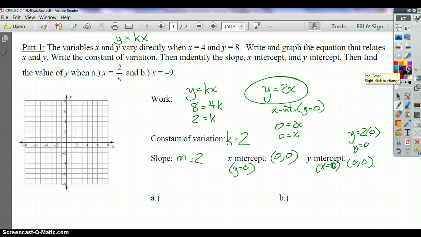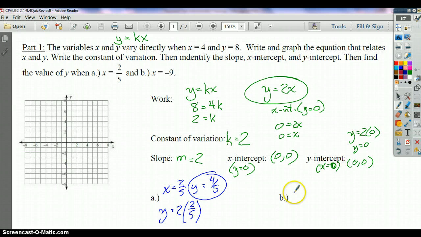Jumping down to A, x is 2/5. So what's y? Well, y would be 2 times 2/5. So this is 4/5. Okay, and B, what is y when x is -9? So we're going to have y equals 2 times -9. So this is -18. Okay, so A and B are finished.